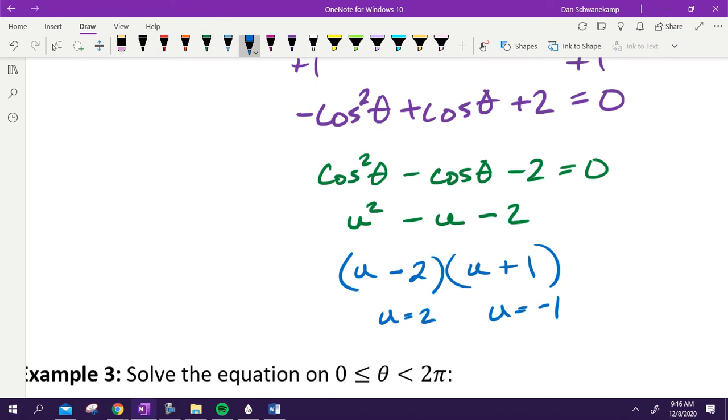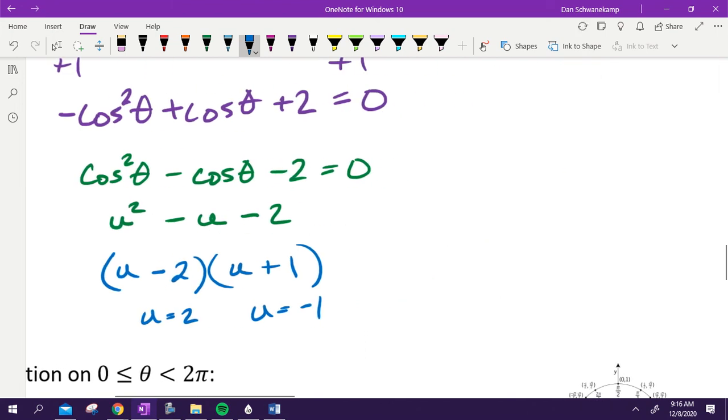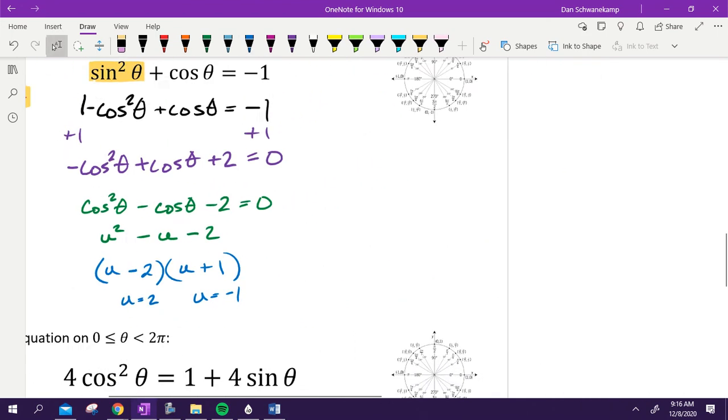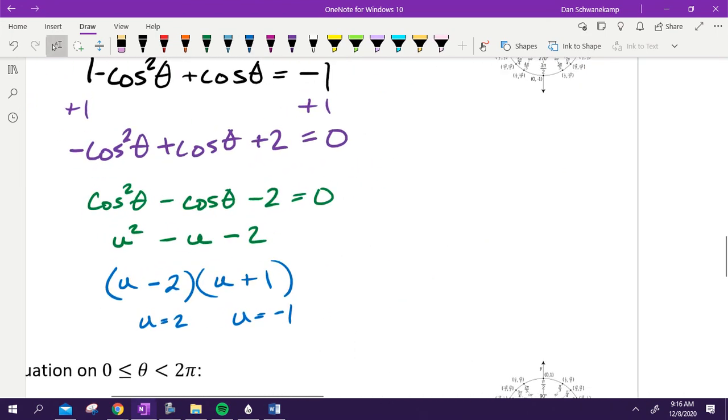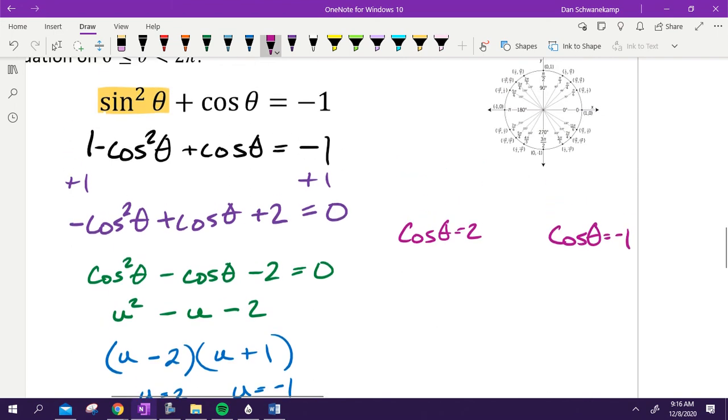Questions on how I solved that quadratic? Once we've solved that, then we are going to substitute back in. So I don't really care when u is equal to 2. I want to know when cosine of theta equals 2 and when cosine of theta equals -1. When does cosine of theta equal 2? Never.